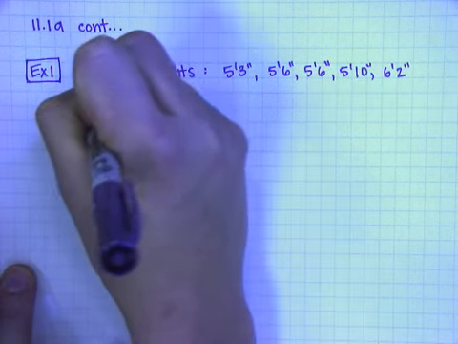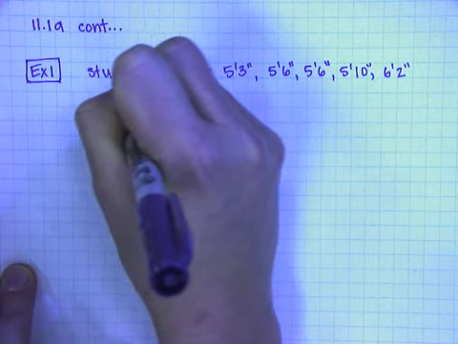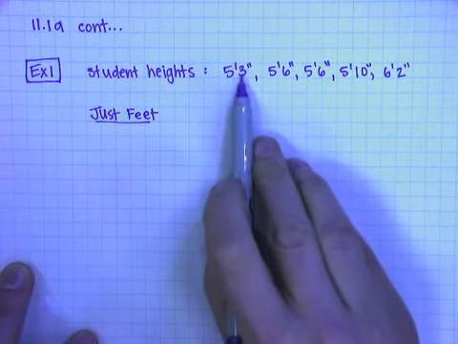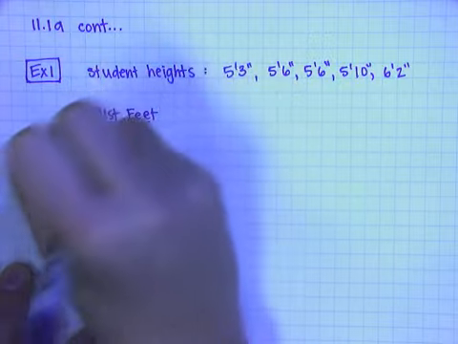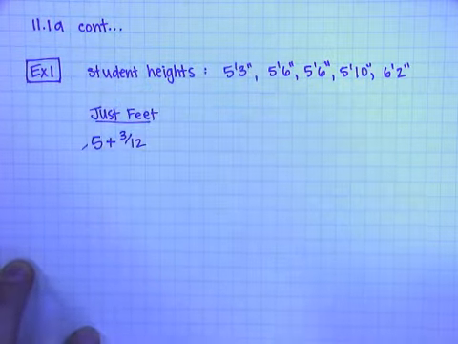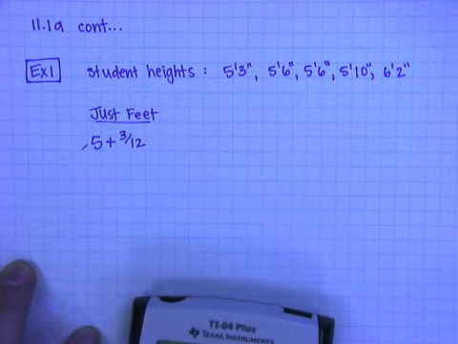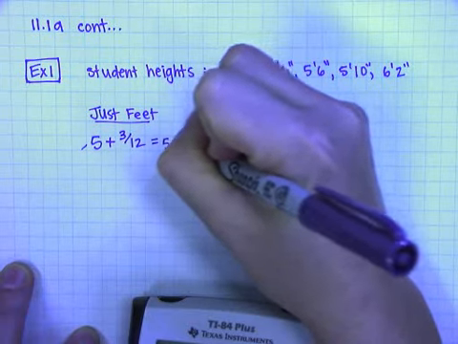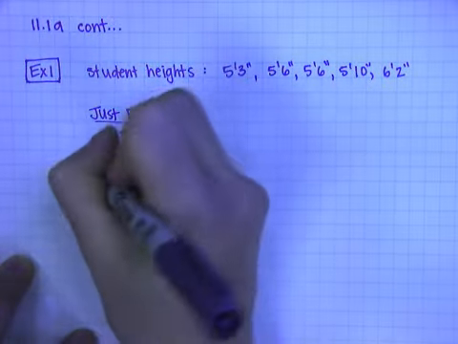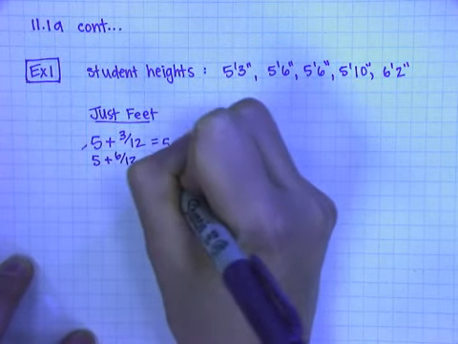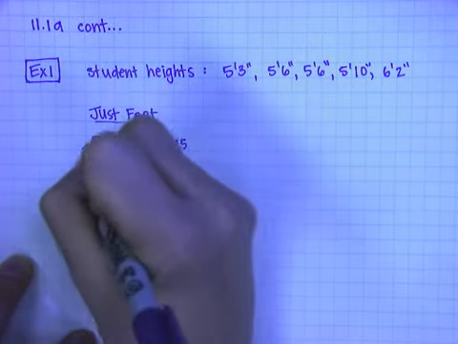So, as a reminder of how to do that, if I were to convert to just feet, 3 inches has to get converted to feet, and because it's 3 out of 12, I would do 5 plus 3 out of 12, or in this case, if I use my calculator, 5 plus 3 divided by 12 is 5.25. And then I could do the same thing, 5 plus 6 divided by 12, well, we know 5 feet 6 is the same as 5.5 feet.